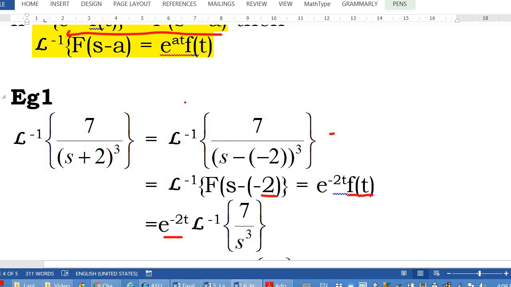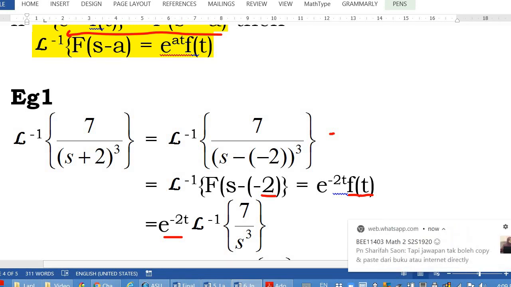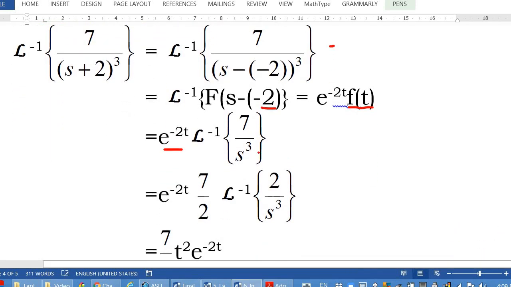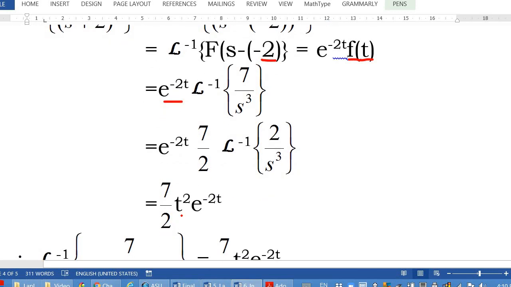To get f(t), you take the inverse Laplace of F(s). F(s) means you replace the s plus 2 with s. So it becomes 7 over s cubed. When you have s cubed, you make the numerator 2, so the inverse Laplace of 2 over s cubed gives t squared. If you multiply by 2, you have to divide by 2, and the 7 is factored outside of the Laplace symbol. That's why you have 7 times the inverse Laplace of 2 over s cubed, divided by 2, which gives back t squared. So lastly, the result is 7 over 2 e to the power negative 2t times t squared.